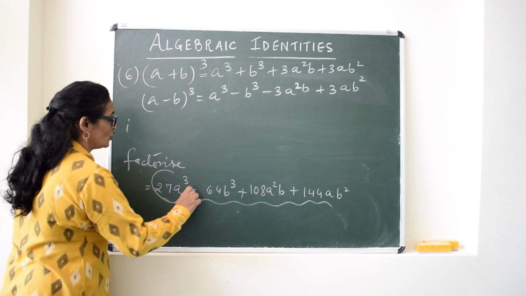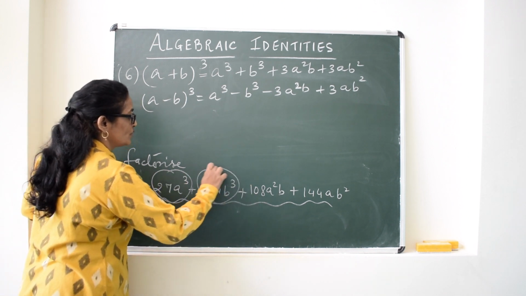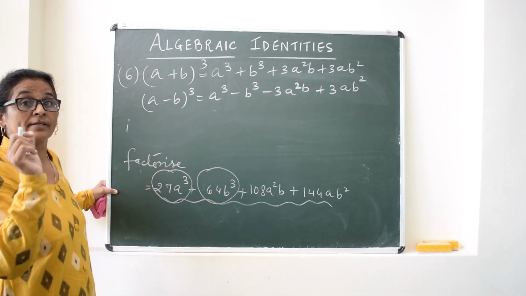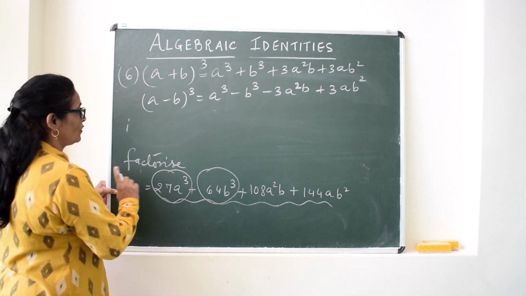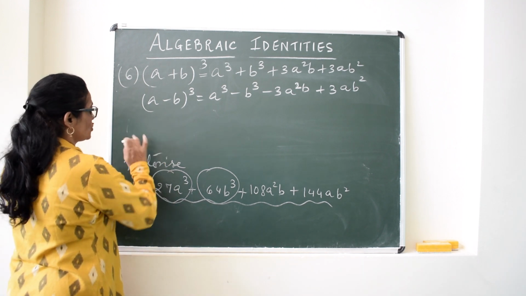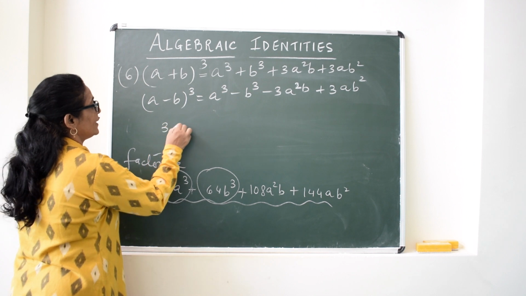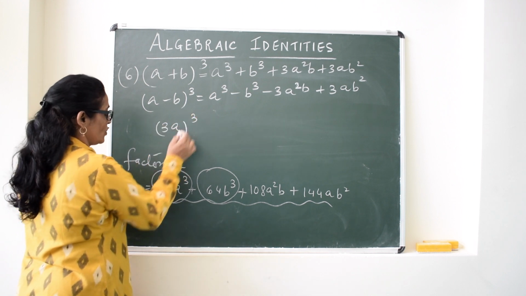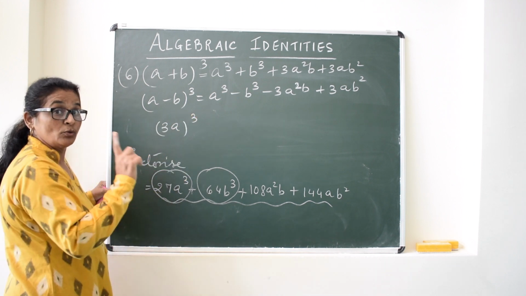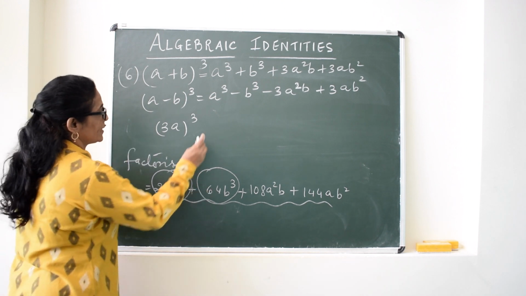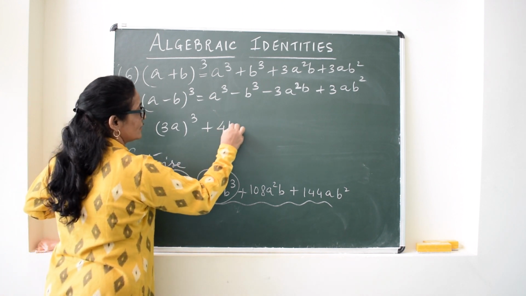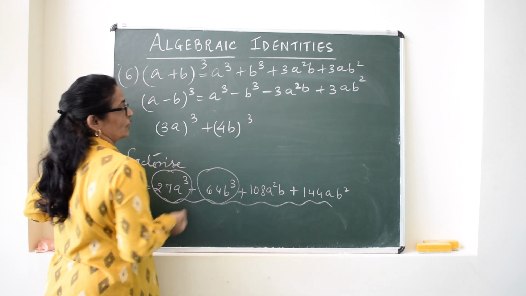So there are two cubes. These two cubes will give us the first and the second quantity. So in this case, the first quantity is 3a. Why? Because 27a cube is the cube of 3a.